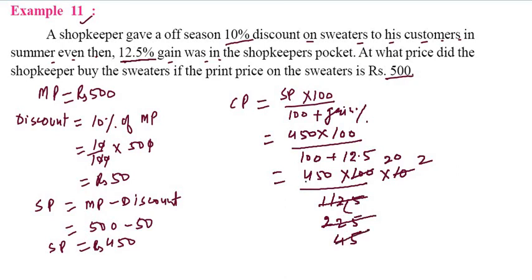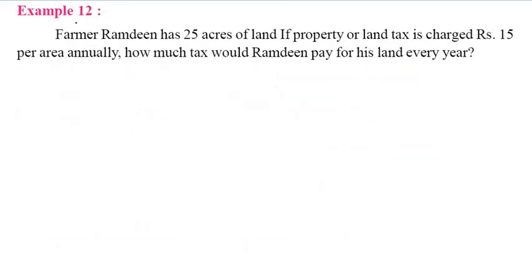Now 45 tens. So we get 10 into 2 into 2. You have to see here, 10 into 20, not 2. So CP will be equal to rupees 400. So that is your answer. Now come to the question, example 12.